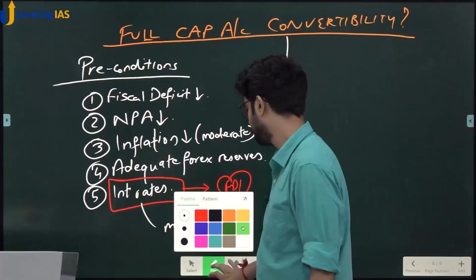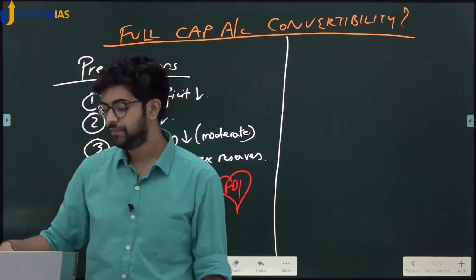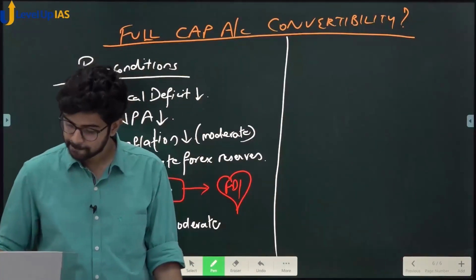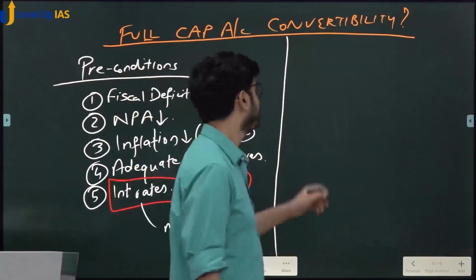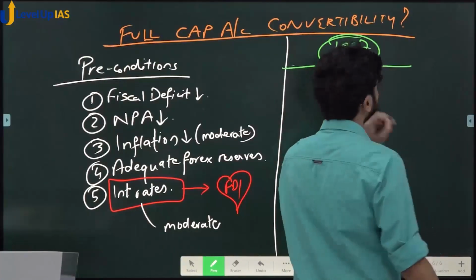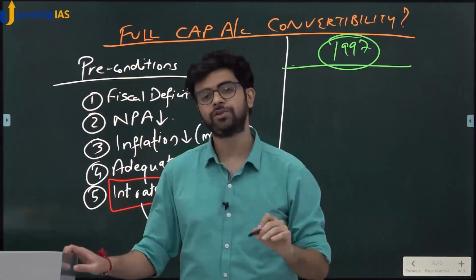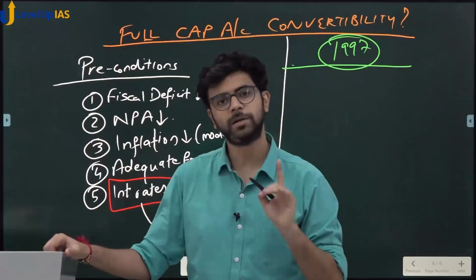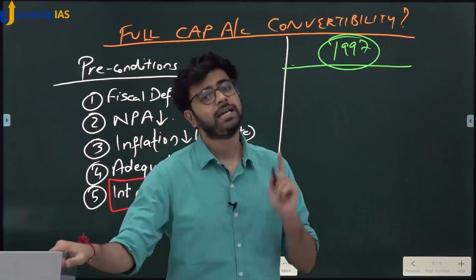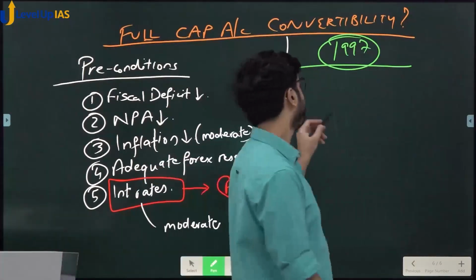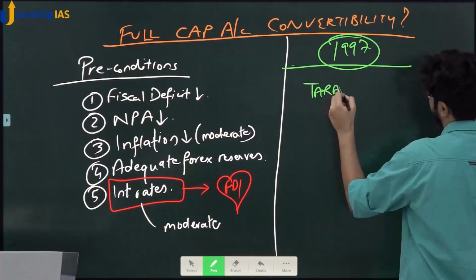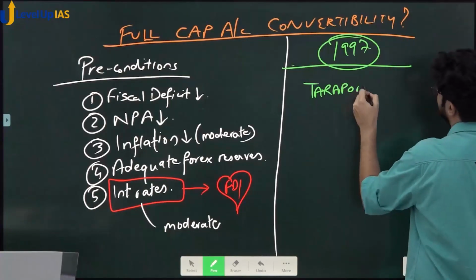Now coming to the most important part. We had set up a committee. Which committee? We had set up a committee in 1997. When did we grant full current account convertibility? We granted full current account convertibility in 1994. We set up a committee and the committee gave its recommendations in 1997, a very important committee from this chapter, called the Tarapore Committee.